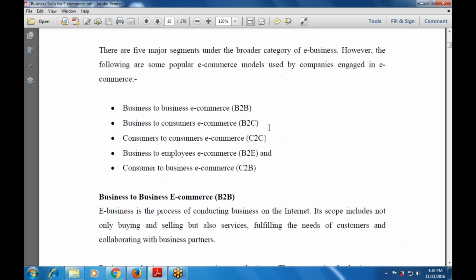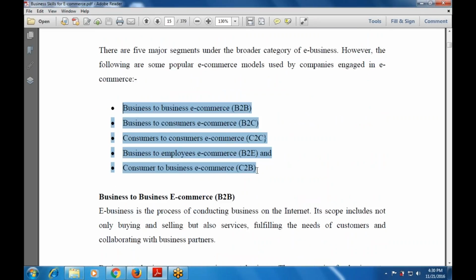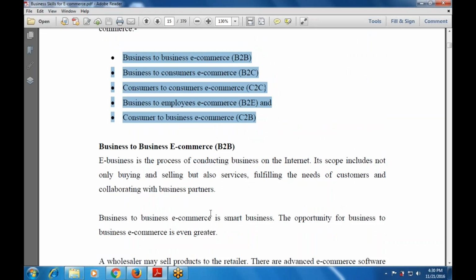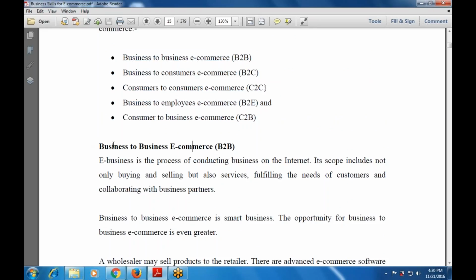Now, next is the level of e-commerce that we have talked about earlier also: B2B, B2C, C2C, B2E, that is business to employee. This is the same as B2C, then C2B. Now, can anyone define the meaning of B2B? As the name advises, business to business.